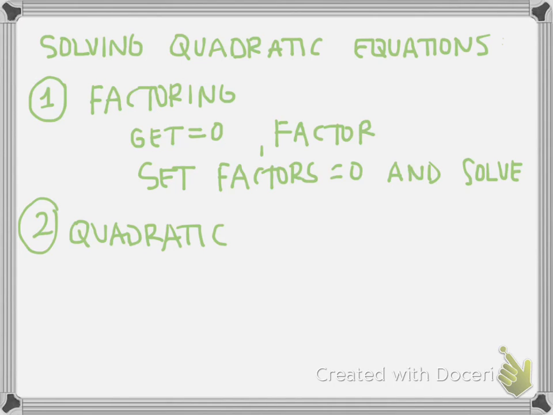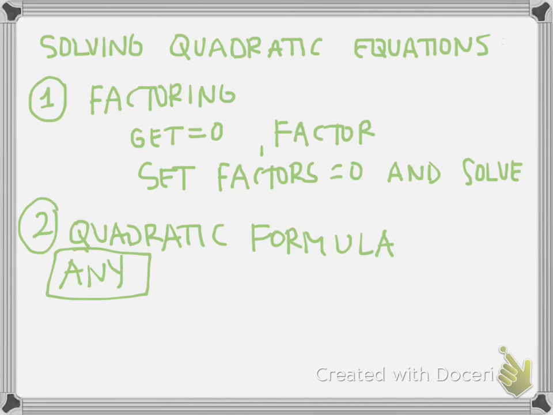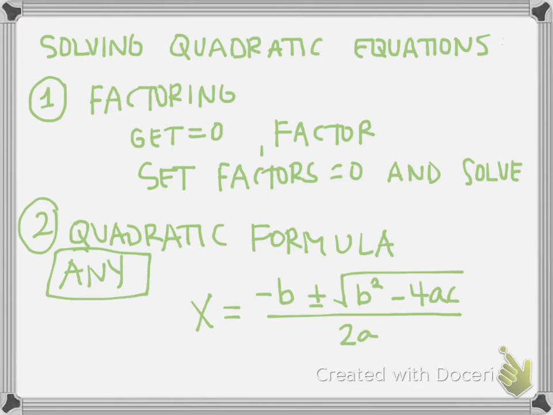So the quadratic formula can be used on any quadratic. Any quadratic, it has to be equal to 0, and then you use the coefficients. So it's going to be negative b plus or minus the square root of b squared minus 4ac, all over 2 times a. So any quadratic can be used, any polynomial, you can use the quadratic formula.